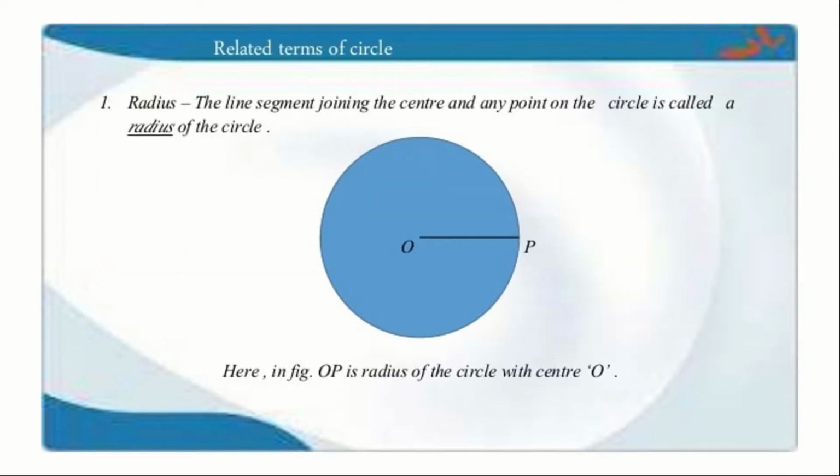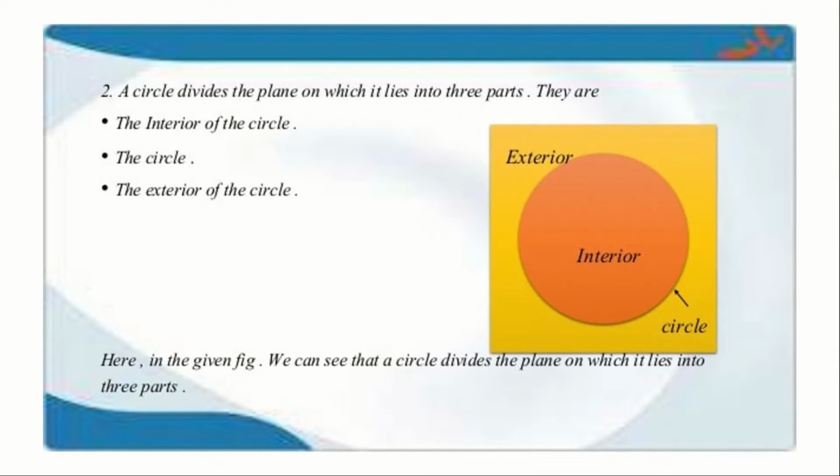Next we shall know about the radius. Radius is a line segment joining the center and any point on the circumference of the circle. In this diagram, OP is the radius of the circle. A circle divides the plane on which it lies into three parts: the interior of the circle, the circle itself, and the exterior of the circle.